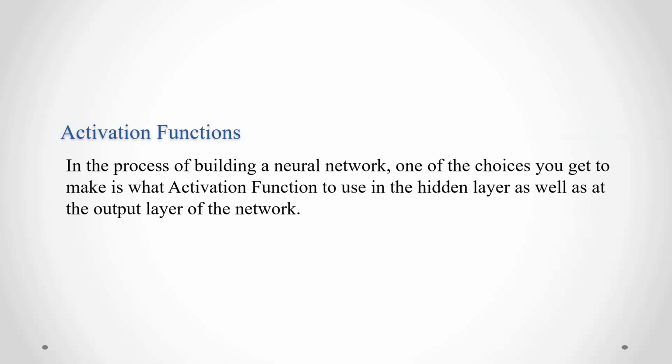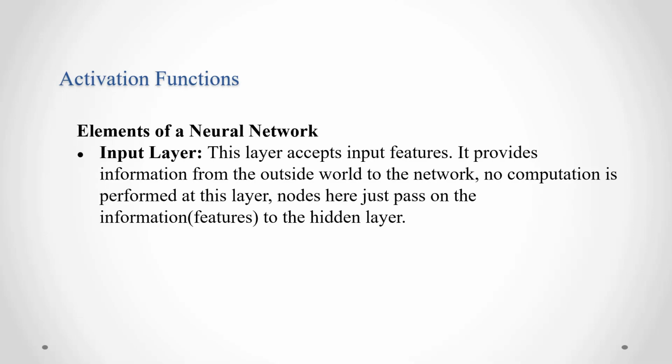In the process of building a neural network, one of the choices you get to make is what activation function to use in the hidden layer as well as at the output layer of the network. Elements of a neural network. There is the input layer. This layer accepts input features. It provides information from the outside world to the network. No computation is performed at this layer. Nodes here just pass on the information, that means features, to the hidden layers.